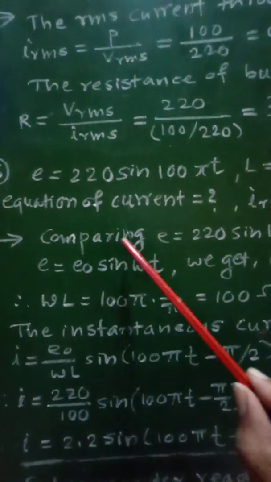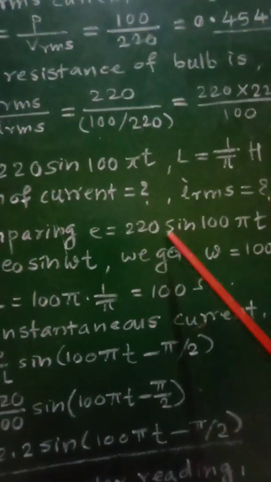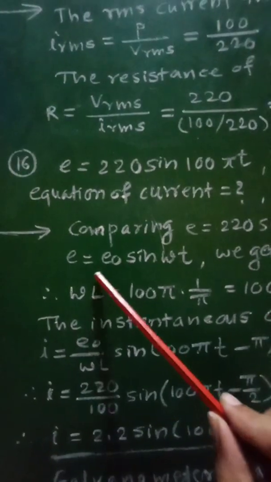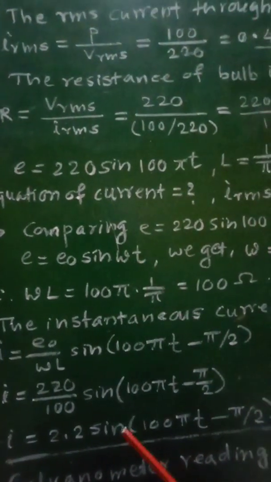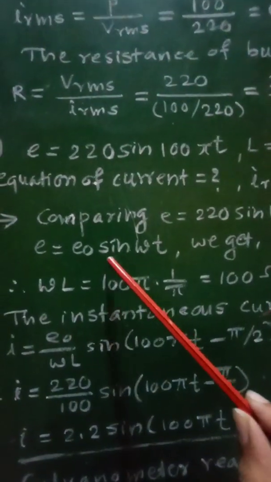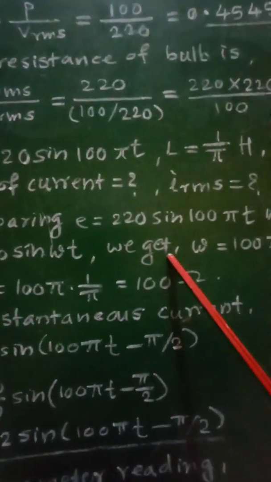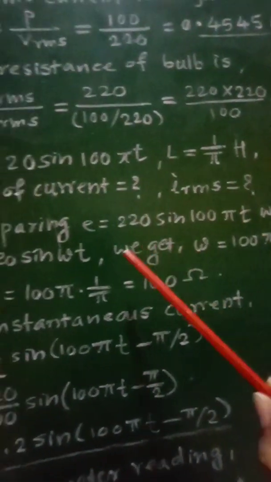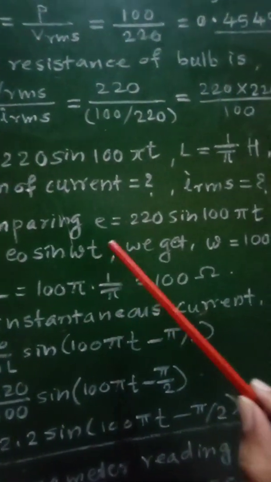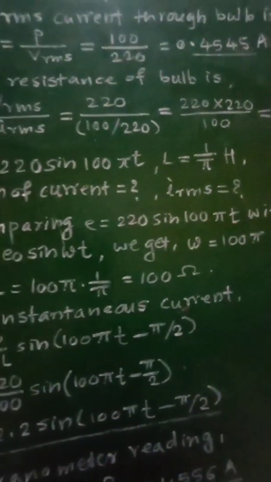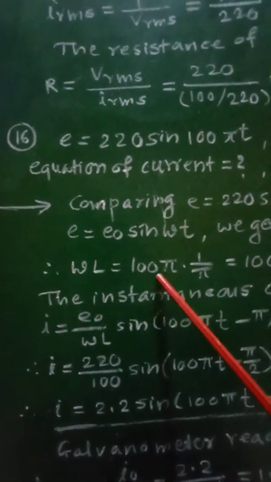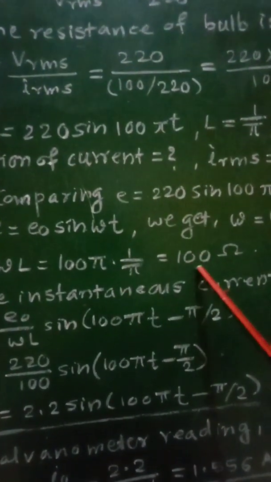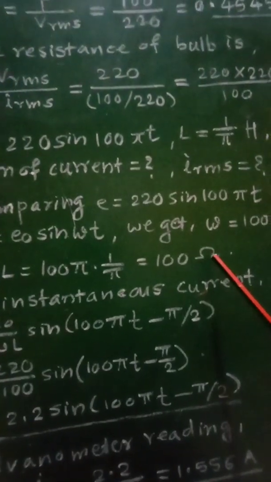Comparing the given equation E is equal to 220 sin 100 pi t with the standard equation of EMF, E is equal to E0 sin omega t, we will get omega equal to 100 pi. So here 100 pi t will be equal to omega t. Therefore omega L will be equal to 100 pi into 1 by pi, because L is equal to 1 by pi, and therefore we will get 100 ohm, that is the value of omega L.